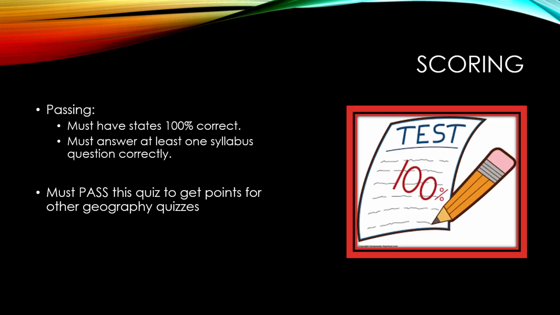For scoring, to pass this, you must get a passing grade on this quiz. That means you have to have 100% of the states identified correctly. Every state that your line touches must be correctly identified. On the syllabus section, you have to get at least 1 question correct. If you do those things, you pass the quiz.